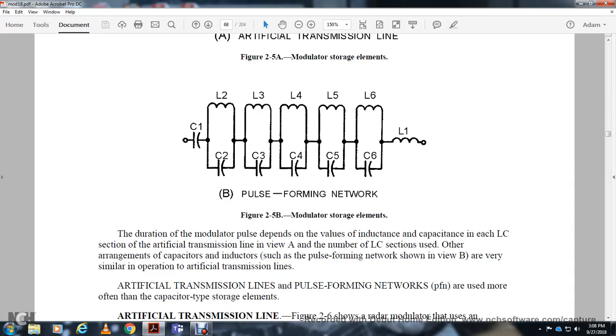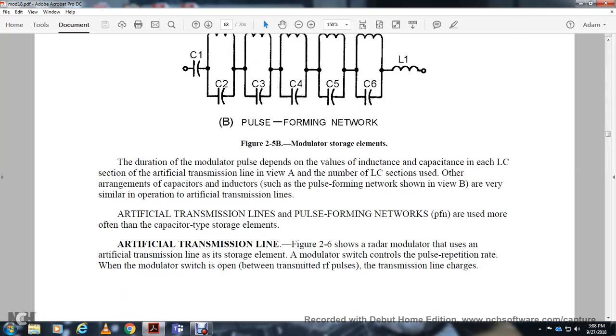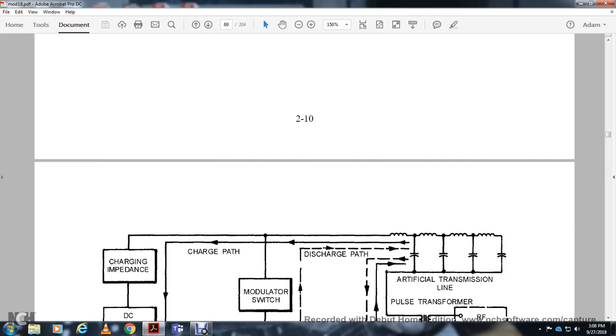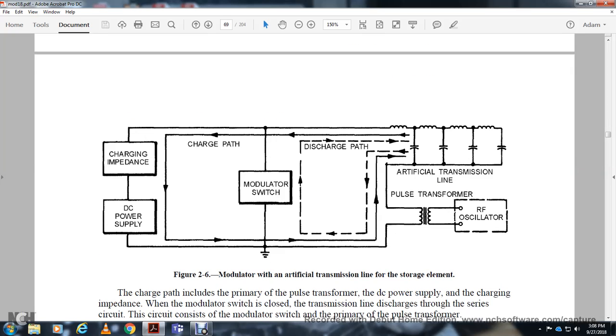Artificial transmission lines and pulse forming networks are used, more often than not, as the capacitor type storage. Figure 2.6 shows the radar modulator using the artificial transmission line as the storage element, with the modulator switch controlling the pulse repetition rate, with the modulator switch open between transmitted radio frequency pulses while the transmission line charges. It shows the modulator with the artificial transmission line storage elements.